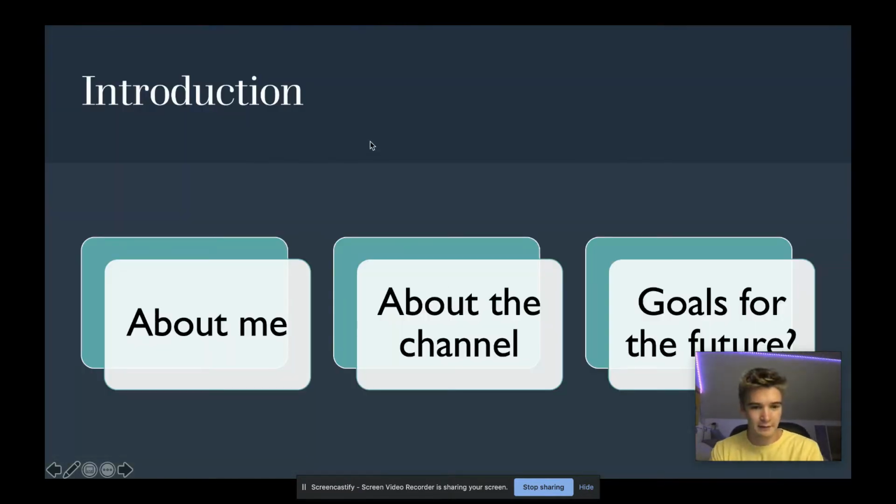Just kind of starting off a little bit about me. I'm a sophomore here at Penn State. I study industrial engineering, from Pittsburgh, Pennsylvania, 25 minutes north of Pittsburgh, Pennsylvania.